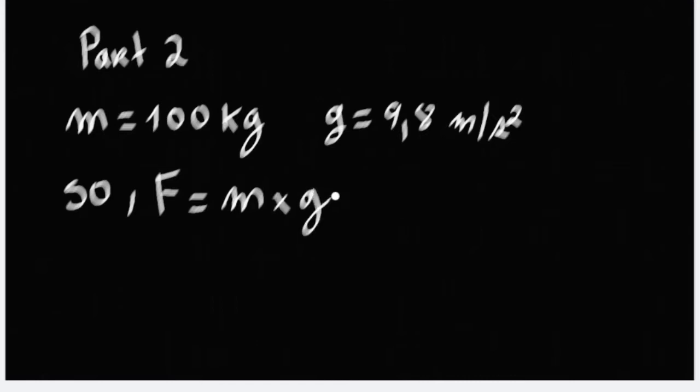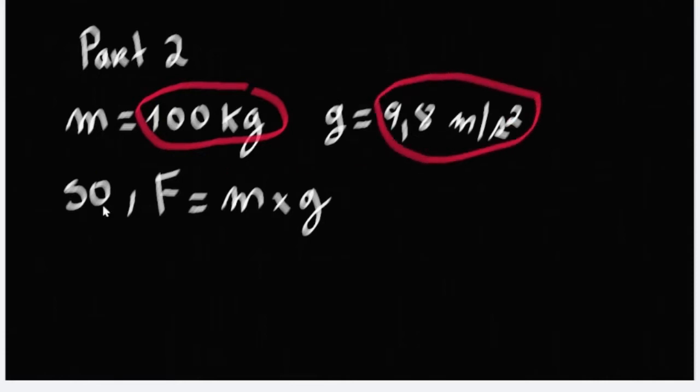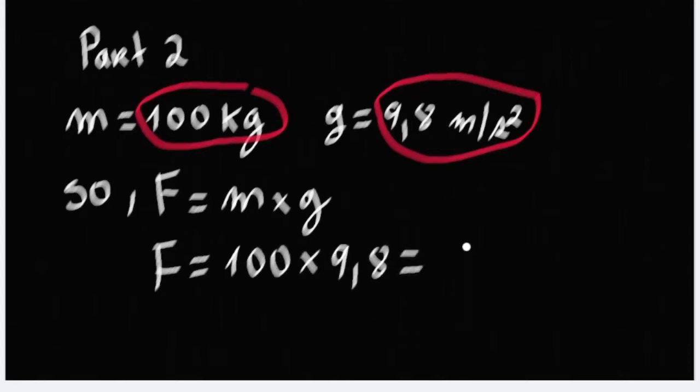We set up our equation next. F equals 100 kilograms by 9.8 meters/s². This gives us the final answer. On the surface of the Earth, an object with a mass of 100 kilograms will weigh approximately 980 newtons. F equals 980 N.